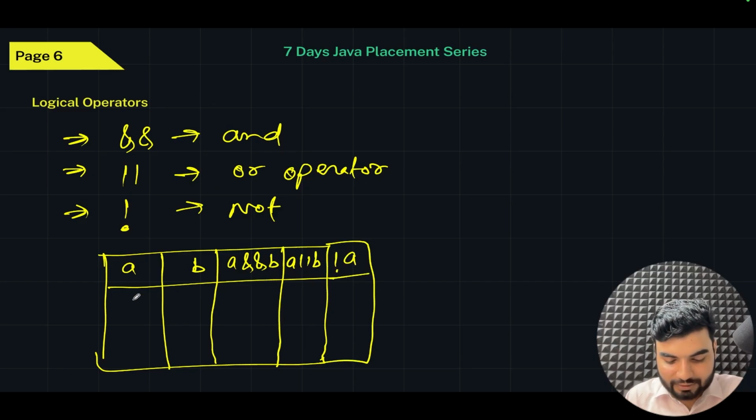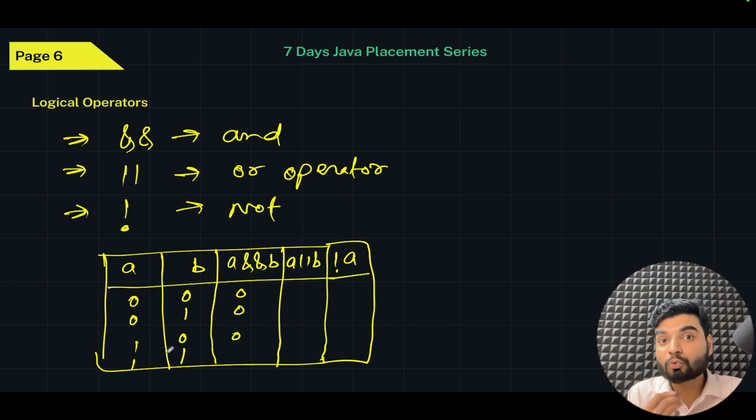Now let's say I have 0, 0, 1, 1 and 0, 1, 0, 1. So 0, 0 becomes, if both values at left and right are false, AND will give you false. If any one is false, AND will give you false, because 1, 0 becomes 0. For 1, 1, when both left and right conditions are true, in that case it will return true.